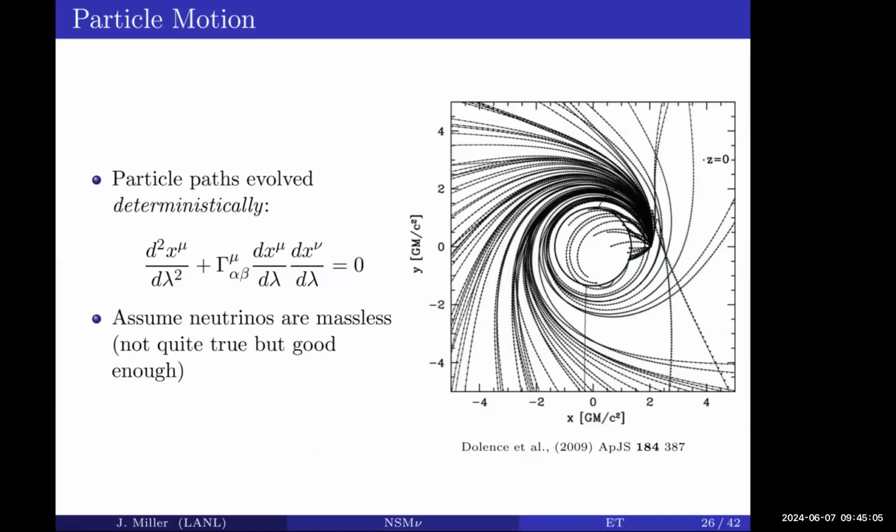Particle motion is typically evolved deterministically by the geodesic equation, and what I've written here is the null geodesic equation. I want to make the comment here that this is typically good enough because neutrinos, while massive, have kinetic energy that is typically much, much greater than their rest energy. Also, we don't actually know what the neutrino mass is. We just know it exists and is small. So there's not really a number you can put there anyway.